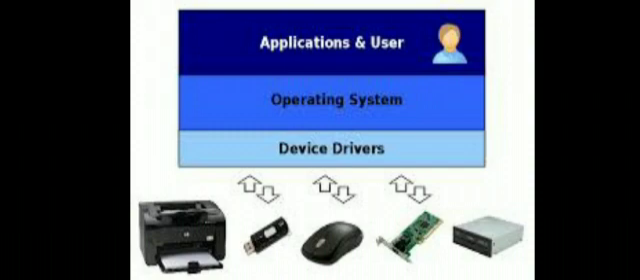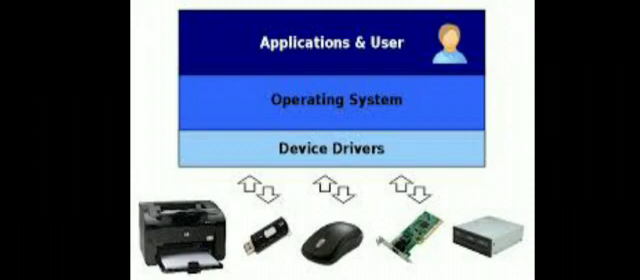Okay, then the first one is what? The application and user, then the operating system. Next we move to the device driver. Here are device driver examples: printer, pen drive, mouse, chip, and hard disk. These are the step-by-step procedure of how the device driver is processed: sending a request, and the request is replied.